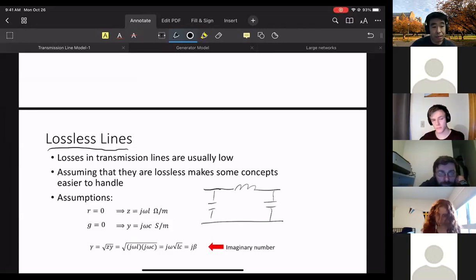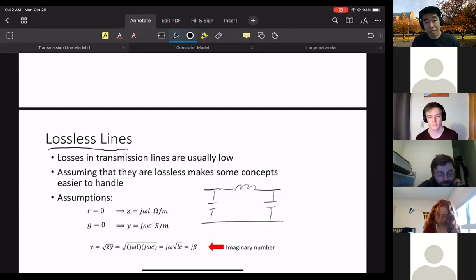Just as a ballpark number, does anybody know what percentage of power is lost in transmission systems? Looking at it from the generator through transmission, 1% is a little bit low, but it's around a few percent. So 2-3% or 1%, depending on the voltage. So most of the time, the loss in the transmission line itself is not very high.